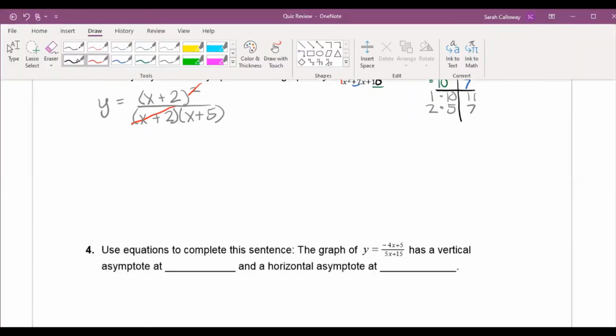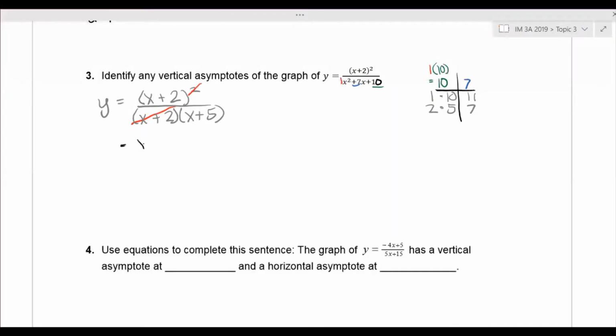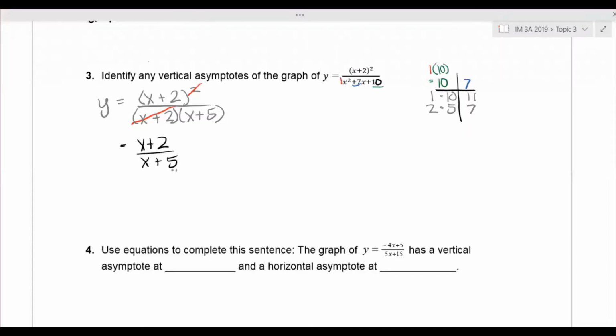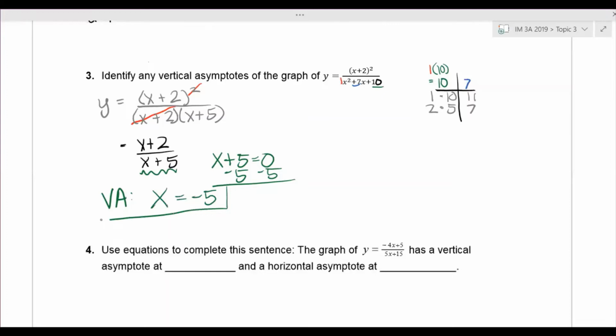And so that leaves us with x plus 2 over x plus 5, which means that we actually only have one factor in our denominator. So if I take and set x plus 5 equal to 0, and then solve for x, that tells us that our vertical asymptote is at x equals negative 5.